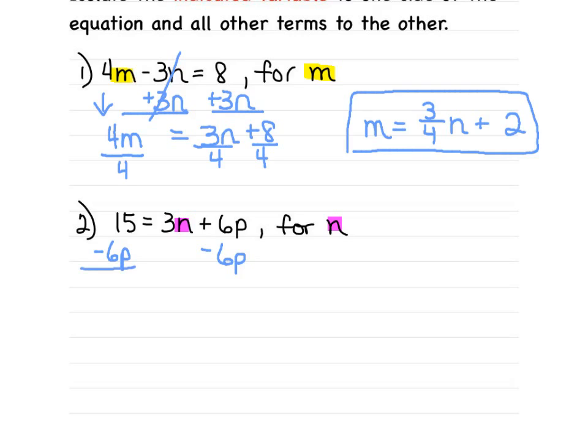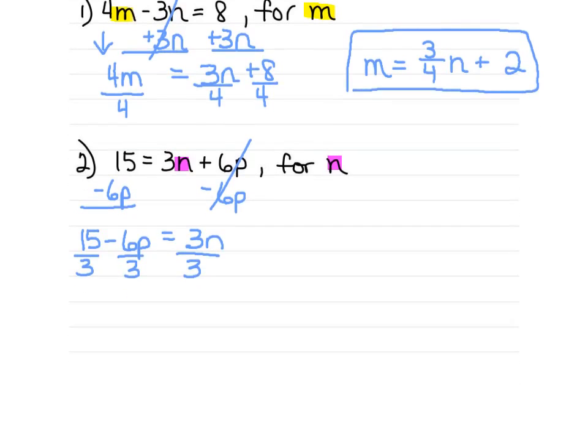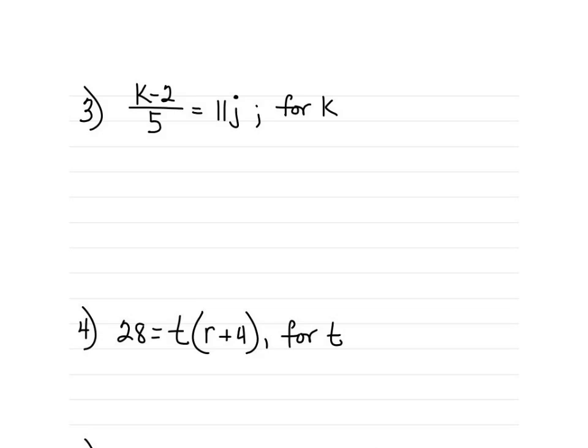Okay. When you subtract on this side, you know that you cannot combine 15 and negative 6p. They're not like terms. So therefore, I need to bring it down as an expression. So we can bring it down this way. 15 minus 6p equals 3n. Now we want to divide by 3. And we'll divide each term on the other side by 3. And so we have 5 minus 2p is equal to n. Okay. All right, let's move along.